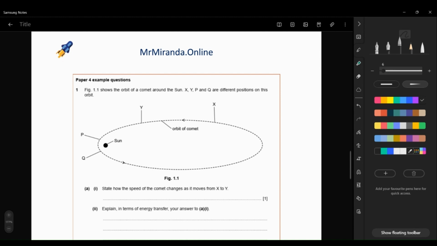So here you have to write just state. It's a state question. You don't have to explain anything. It's just one point. And you just have to state that the speed is increasing.